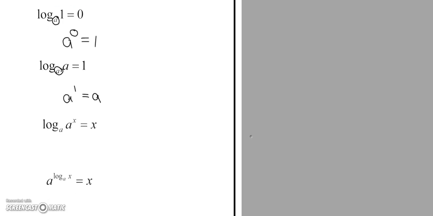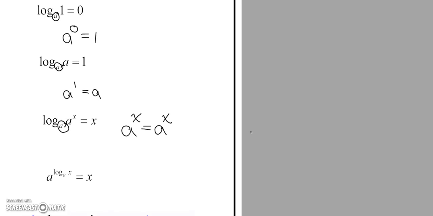Log base a of a to the x is x. Well, here, the base of my log is the base of my exponent, whatever's on the other side of the equal sign is my exponent, and a to the x is the piece that gets copied over. And a to the x equals a to the x. No one would argue with that. All we did is write it in logarithmic form. So it's a nice little shortcut. If you have log base a of a to the x, it equals just x.